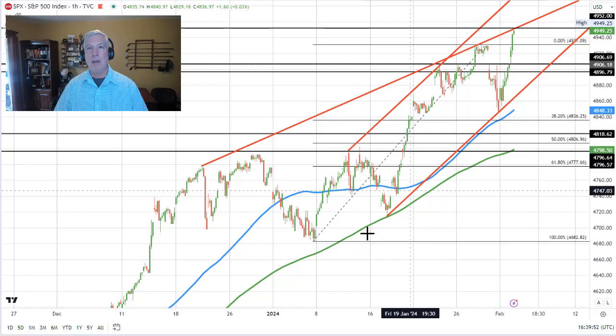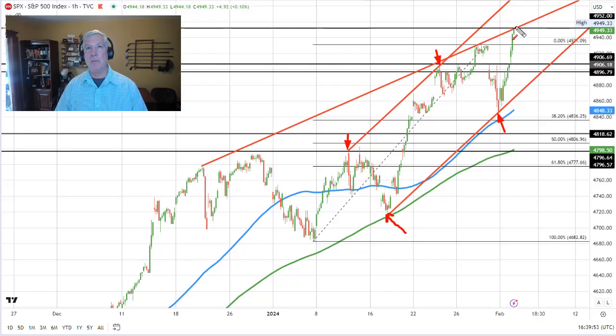Another level is defined off of what is a channel here. If you take a look at this low right here and connect it to this low right here, you have a channel or a trend line, an upward sloping trend line. If you clone that line and put it up to, let's say, this high right here, and it also connects with this high right here. So this is a parallel channel trend line for the S&P Index.